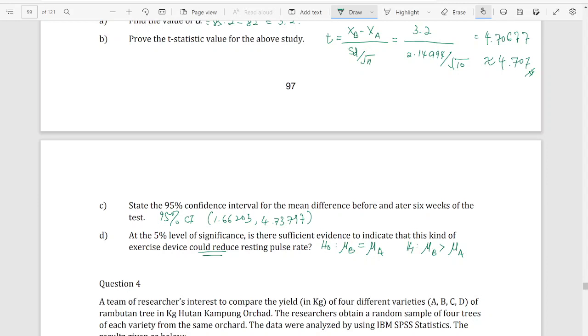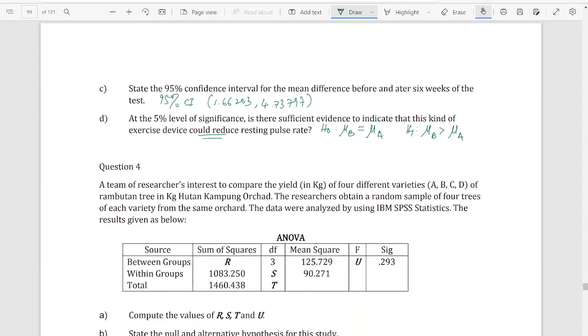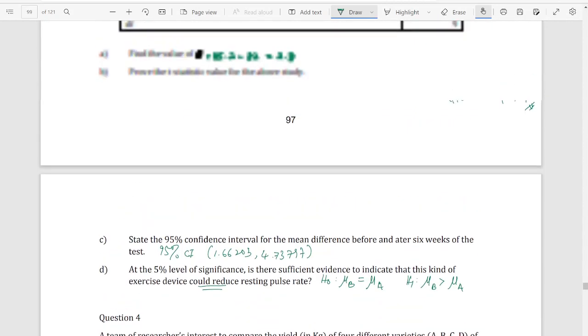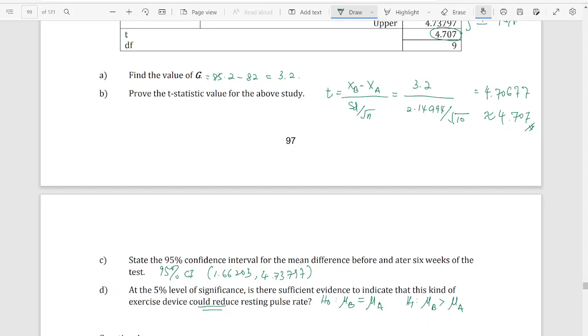So this will indicate that there is a reduction in pulse rate. Okay, if before minus after gives a positive, then it is a reduction. If it is negative, it will be an increase, not a decrease. Right? The rest of the information will be the same as what we did before. Okay, so that is for the independent sample t-test and the dependent sample t-test.